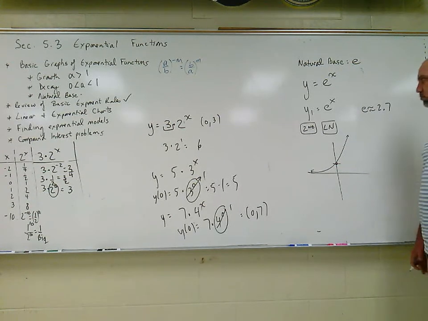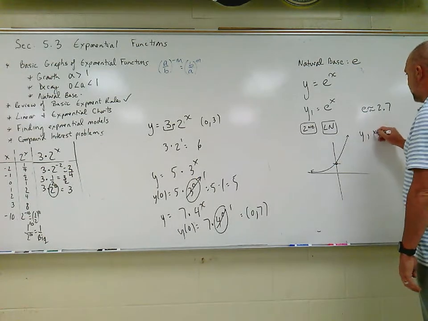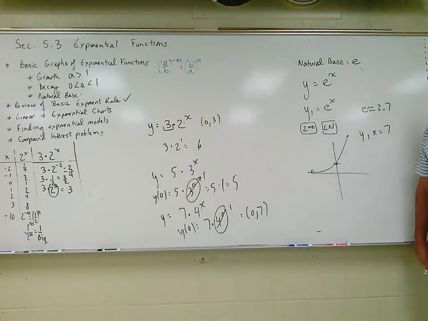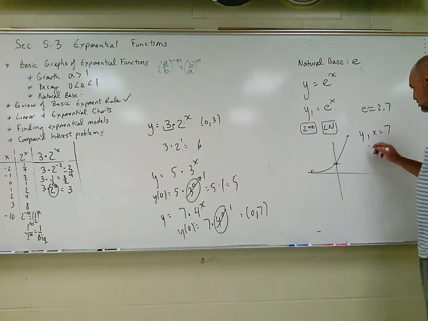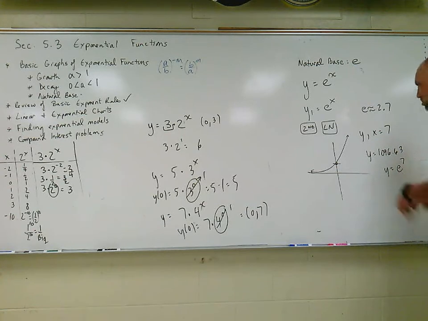So what if I asked you, could you find y when x is 7? You probably need to use your calculator. What would you type in to find that? Just tell us what it is. I have no idea, like 1,000 or something. 1096.63. So you just did e to the 7th, and you get it this way.